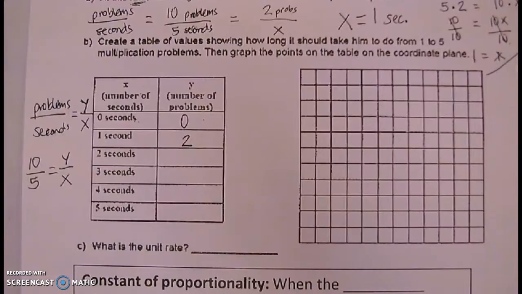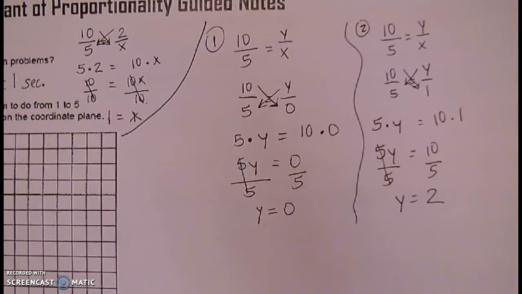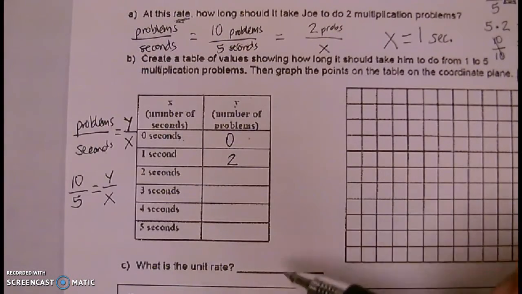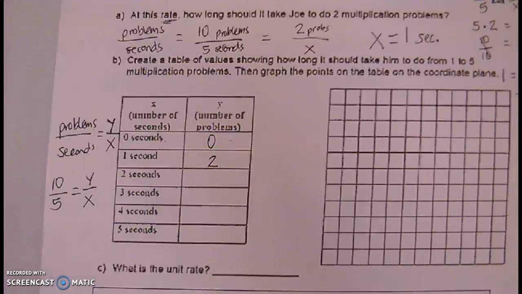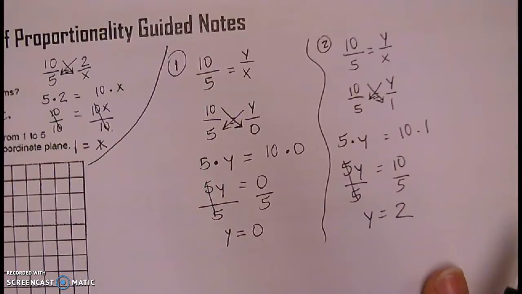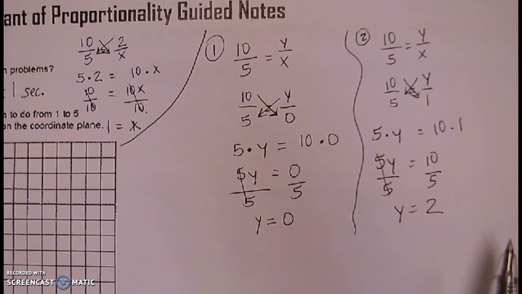What I want you to do at this time, on this side of your page, is solve the remaining number of seconds. You need to solve for how many problems can be done in 2, 3, 4, and 5 seconds. I need to see all of your work, and when you are finished, come back over, find me, and check with me before moving on to the remainder of the notes. Thank you. Go ahead and get to work.